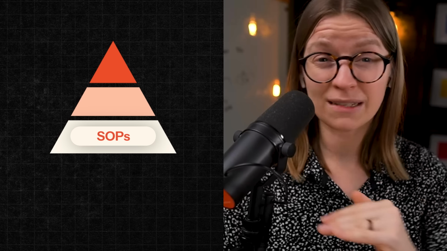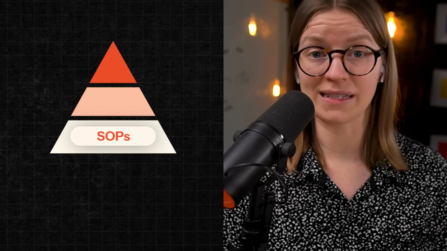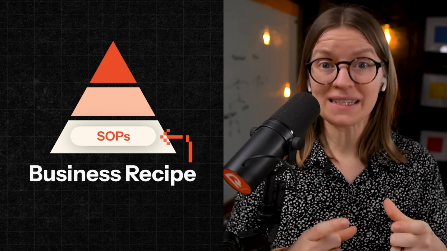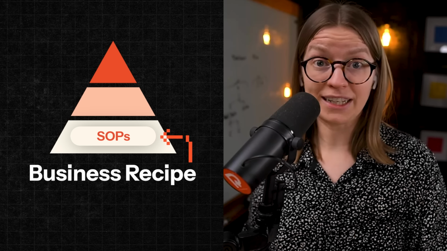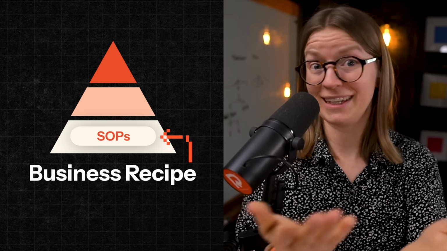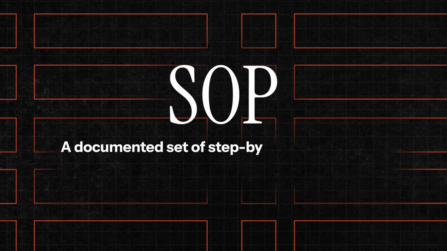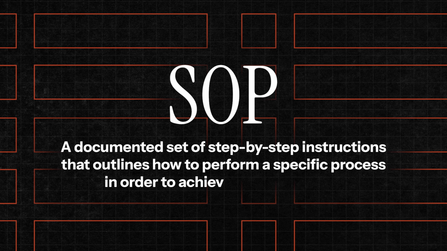We're going to start off with standard operating procedures, the lowest and most detailed tool we have for systemizing our business. SOPs are business recipes, and just like a recipe in a kitchen teaches you to achieve a certain outcome and get a certain cake, an SOP in business shows you how to do a certain outcome and achieve a certain result.